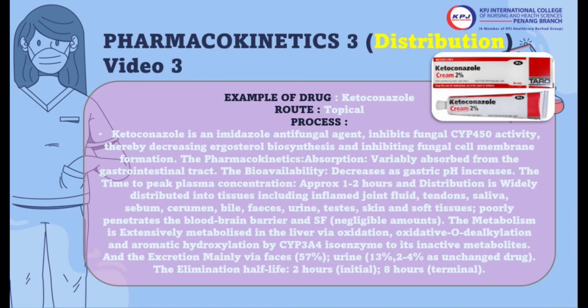Time to peak plasma concentration is approximately 1 to 2 hours, and it is widely distributed into tissues including inflamed joint fluids, tendons, saliva, sebum, cerebrospinal fluid, bile, feces, urine, skin, and soft tissue. The excretion is mainly via feces, 57%, while the elimination half-life is 2 hours initially and 8 hours terminally.